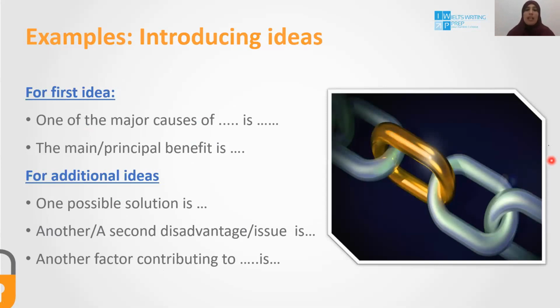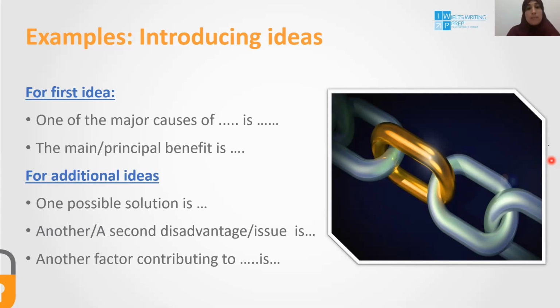Okay, so now how can we make our linkers more sophisticated and get us a higher band score? On the screen here, we've got linkers that you can use to introduce your ideas. Remember, we need to write about solutions and causes and advantages and disadvantages. So you need to introduce your main ideas. What's your solution? What do you think is the first advantage? What do you think is the second advantage? So we can use phrases like these to tell the examiner or the reader, okay, now I'm going to mention an advantage. Now I'm going to mention the second advantage, okay?